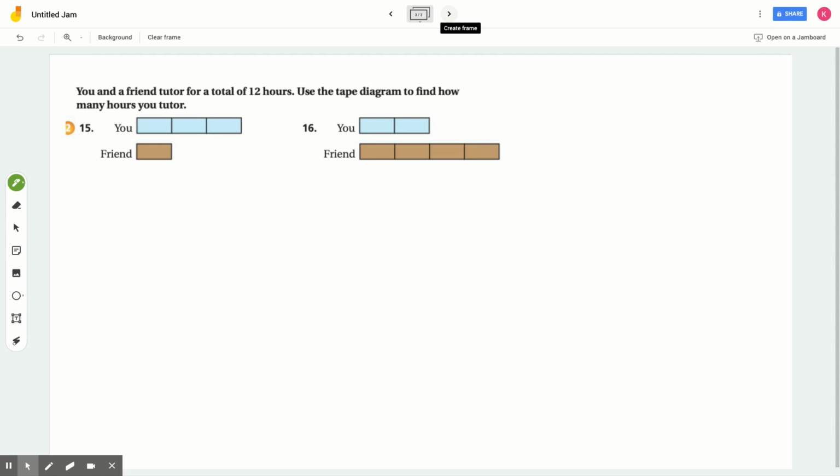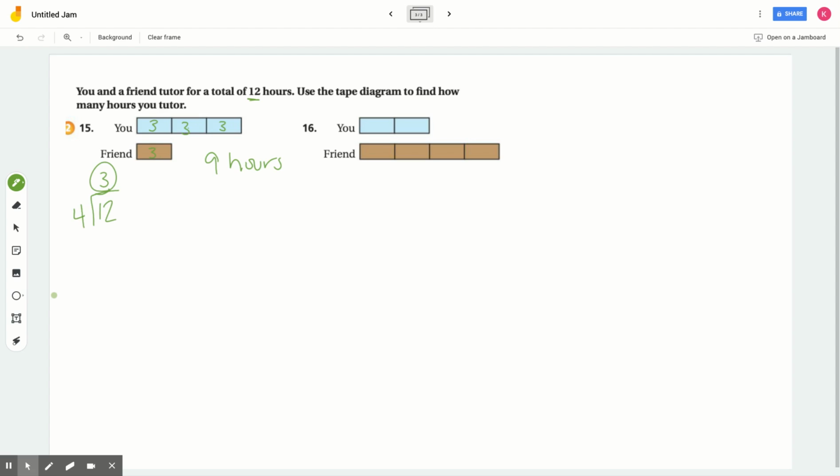Now, you and your friend tutor for a total of 12 hours. Use the tape diagram to find how many hours you tutor. So here we know that these sections have to be equal to a total of 12. We need to figure out how much each section is worth. So since there are 4 sections, we divide the number 12 by 4 to get the answer of 3. So this tells us how much each section is worth. So if each section is worth 3, we can see that you tutor for 9 hours.